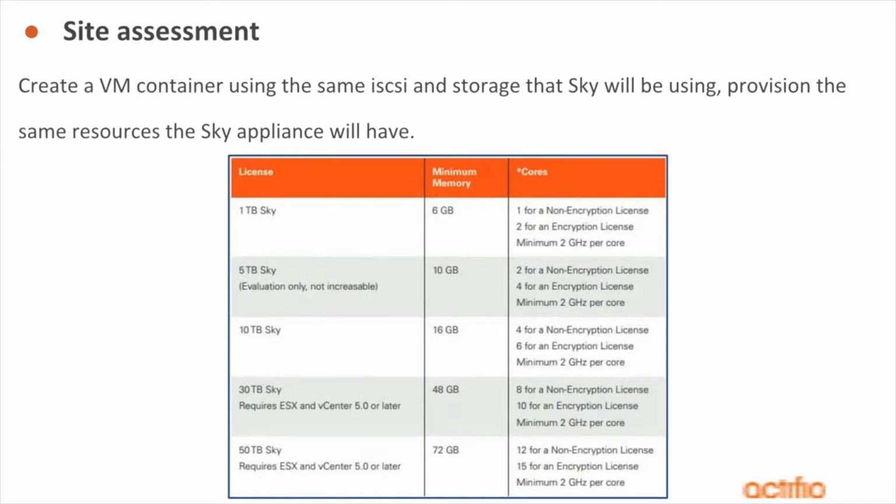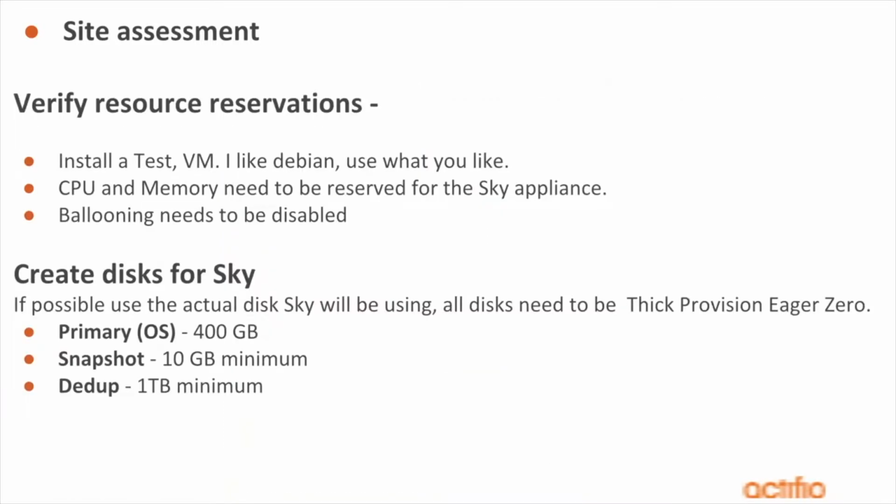Now, to get started, what I'm going to suggest is that you actually make a VM. I like Debian, use whatever you like. And we're going to set it up in the same ESX, same vSphere, using the same data store that our Sky appliance would use. Now, when we set it up, we're going to set our reservations and our resources in the same fashion we would if we were deploying Sky itself. These upfront steps are to give us a good idea of whether or not we're going to be putting Sky in the right place.